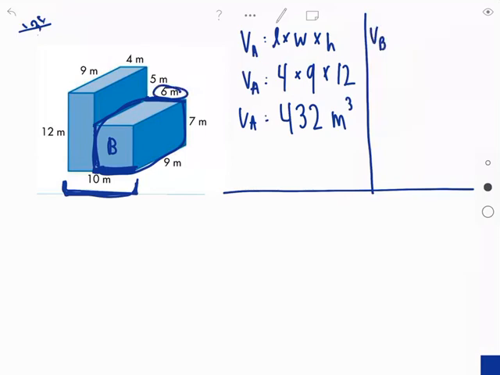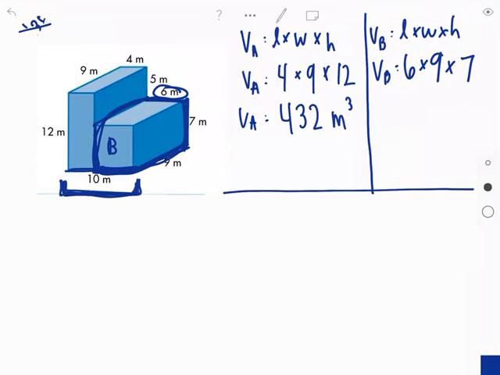So for volume B, our length times width times height is going to be 6 for our length. Our width is how wide it is. It's going to be 9. And the height of B, remember that it's only this part of the shape. So the height here would be 7. One way you can make sure that you're doing it correctly is, since the whole value here, this entire thing, was 10, for volume A it was 4, and for volume B it was 6. So 4 plus 6 equals 10, so you know you're on the right track.